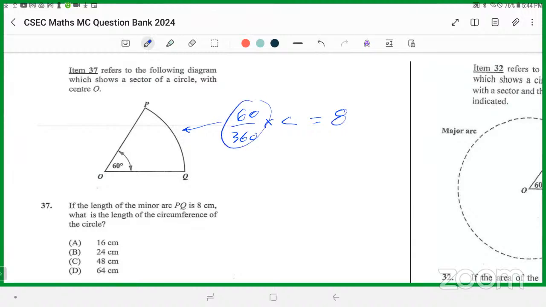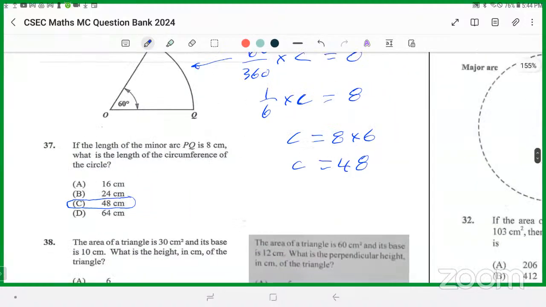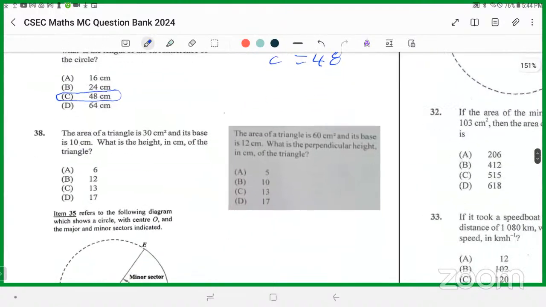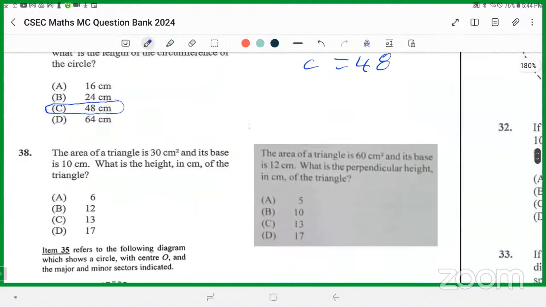And this 60 over 360 again is 1 over 6 times the circumference is equal to 8. We're trying to find the circumference. You just simply multiply 8 by the 6. Circumference equals 8 times 6. So circumference is 48. 8 times 6 is 48. So circumference is 48 centimeters. Right there. All right. These two questions are the same. Right here, 38. This one says, the area of a triangle is 30 and the base is 10. What is the height?